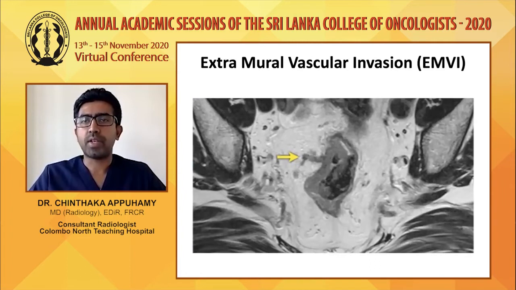Extramural vascular invasion is another entity where you see infiltration of the tumor into the adjacent blood vessels. So these things can be seen as serpiginous, dilated structures, both within the mesorectal fat as well as beyond the mesorectal fascia.